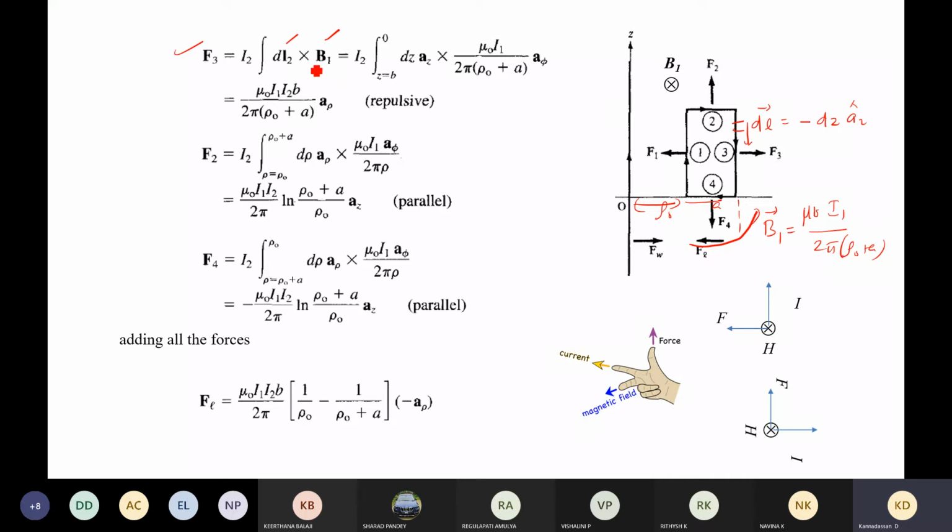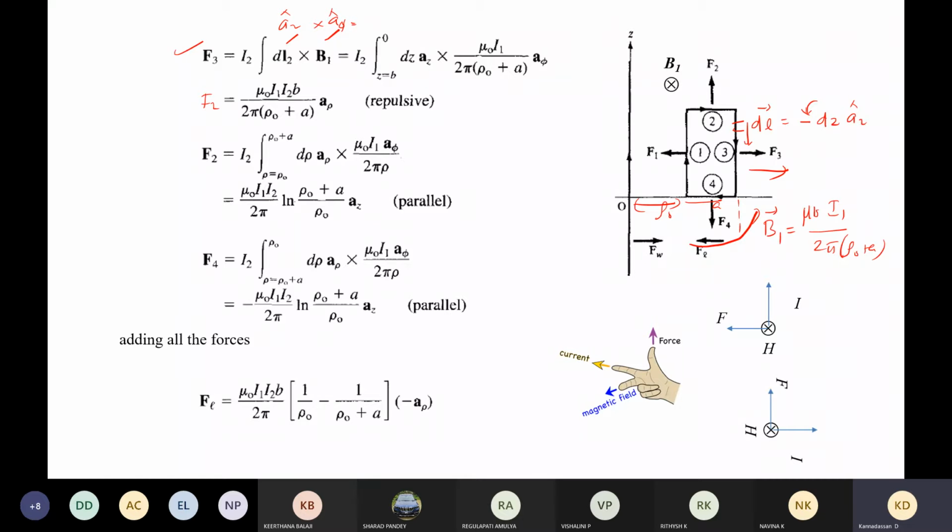When you substitute this into the cross product, you can see that this is az vector cross a phi vector. You will get a negative, but this resulting negative and the already existing negative cancel each other, and you will get a positive value. So that is F3. The force 3 will be exactly along the same direction of a rho itself.